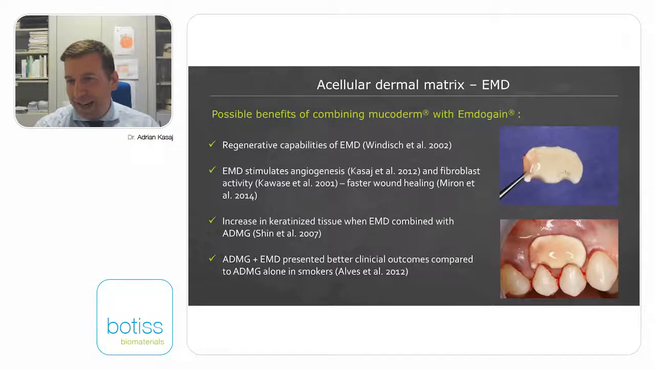Unfortunately, it's not possible to soak the mucoderm matrix with the Emdogain intraoperatively because the mucoderm matrix is very dense from its structure, and the Emdogain gel is not really soaking into this matrix. You have to apply the Emdogain to the root surface and then a little bit between the inner side of the flap and the mucoderm matrix.